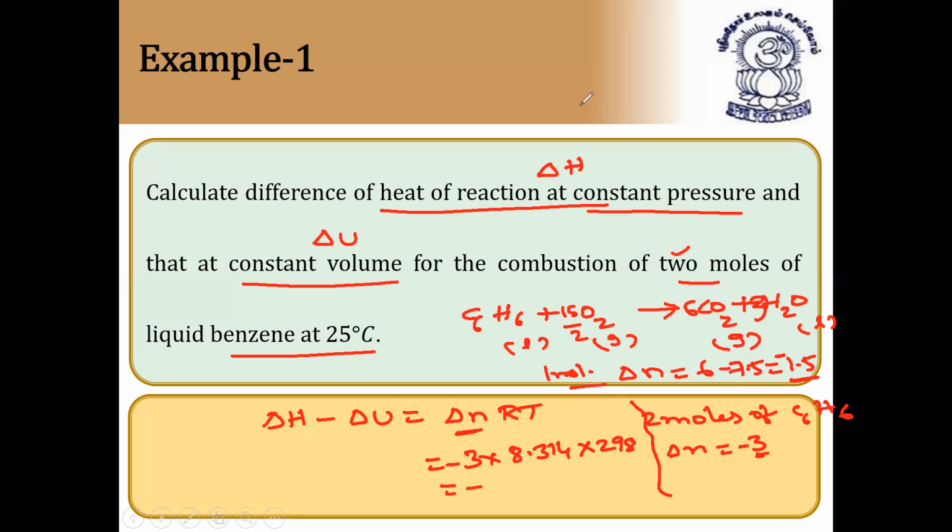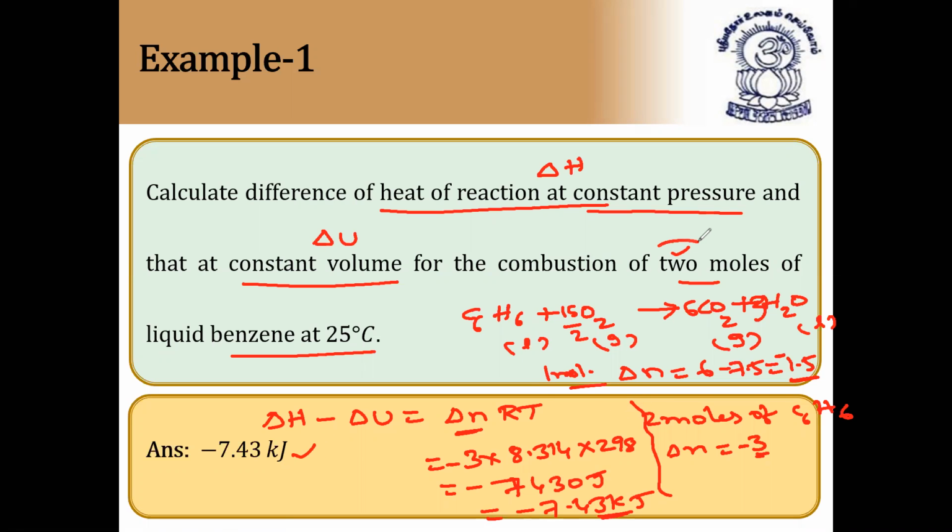So let us check the answer now. It is equal to minus 7.43 kilojoules. Means the answer you will get in joules, divide by 1000. Means you have to convert them into kilojoules. So whatever the answer you get in joules, let us say 7430 joules, it can also be taken as minus 7.43 kilojoules. I hope it is clear. So in this way you have to calculate.